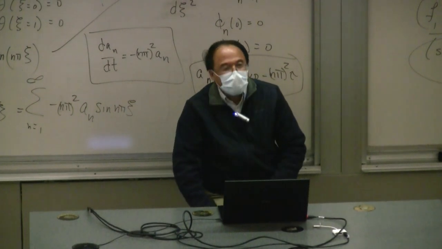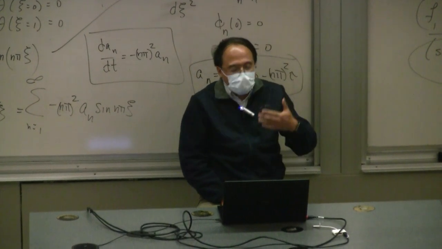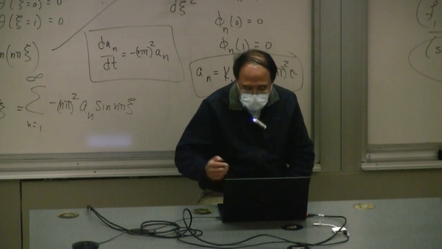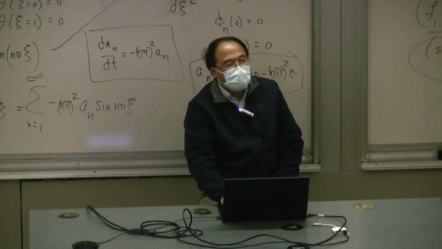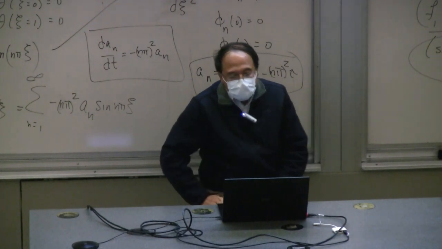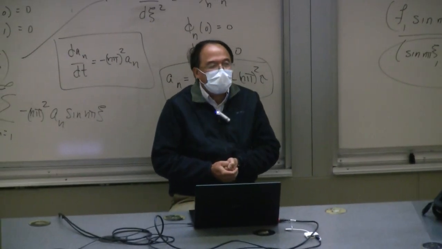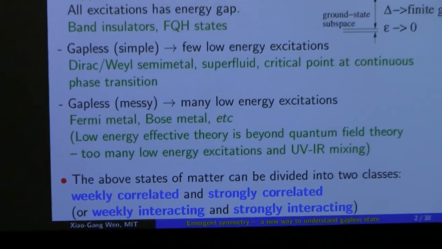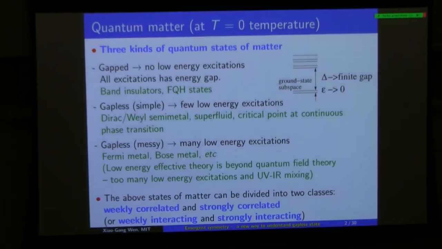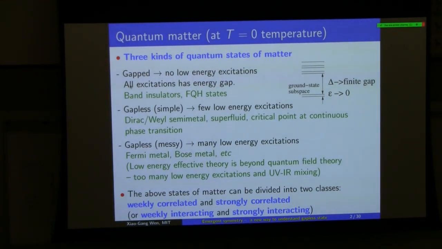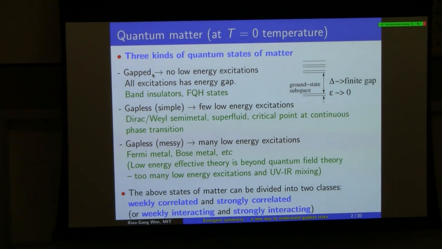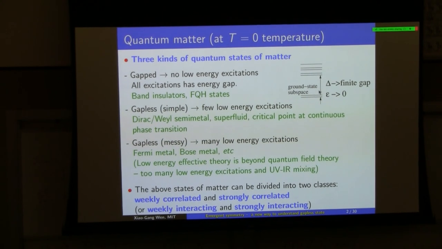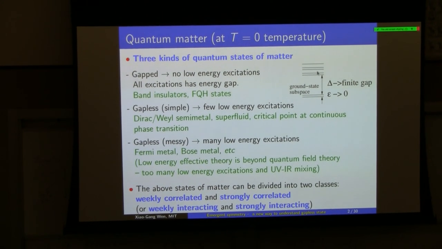And today I'm going to talk about this new understanding of symmetry, and there may be some new way to understand gapless quantum systems. The so-called quantum matter actually corresponds to the states of matter at zero temperature. So we have three kinds of quantum matter broadly. The first one we can call the one with an energy gap. That is, we have a few ground states, maybe degenerate, but then there's a finite energy gap. Then maybe you have a continuum above this energy gap.